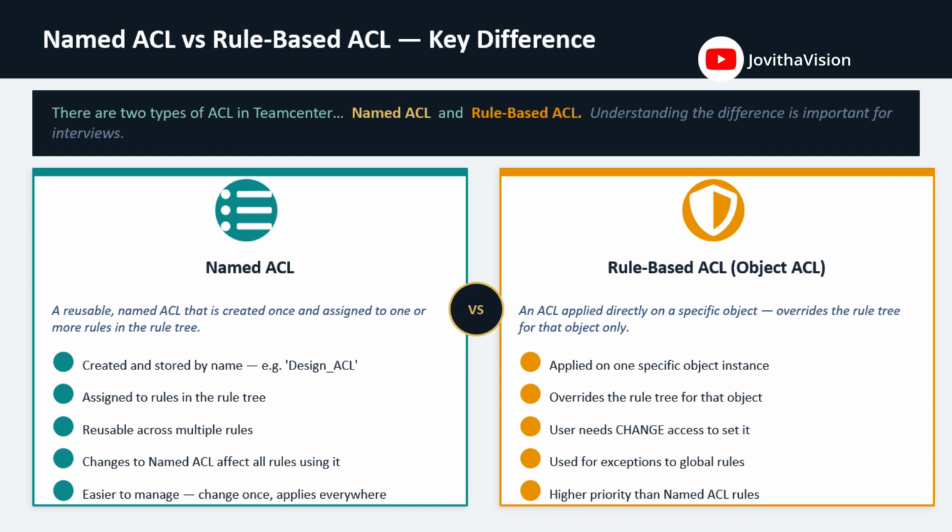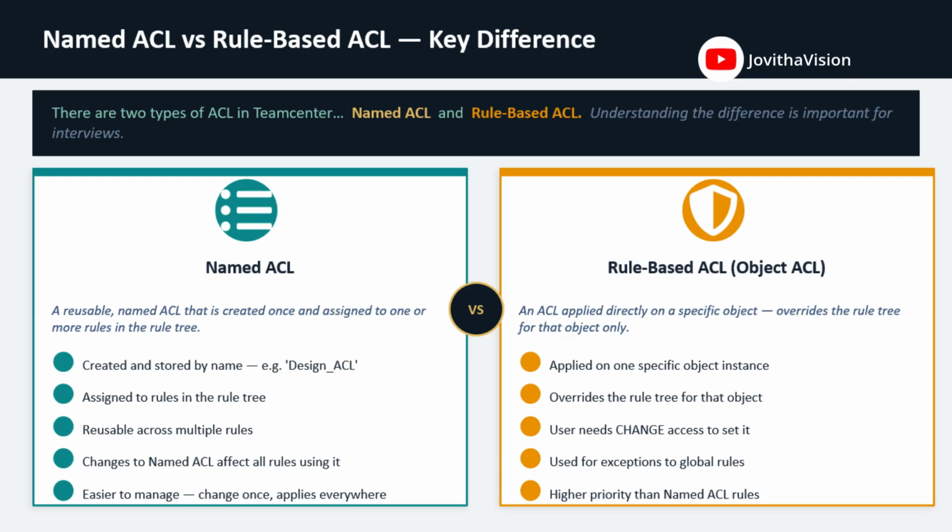Now, let's understand one more important concept, which is the difference between named ACL and rule based ACL. Let me start with named ACL. A named ACL is created once and stored by a name, for example, design ACL. It is then assigned to rules in the rule tree. The same named ACL can be used by multiple rules at the same time. So, if you make any change to the named ACL, that change automatically applies everywhere it is used. Think of it as define once and apply everywhere. This makes it much easier to manage and much easier to maintain.